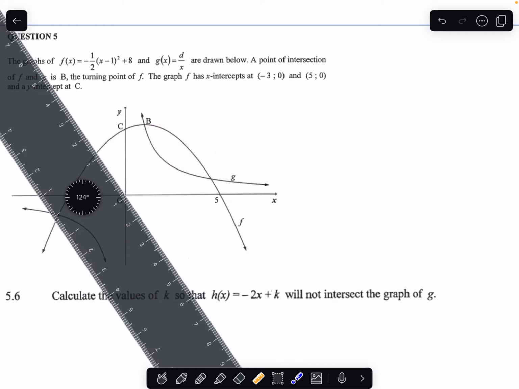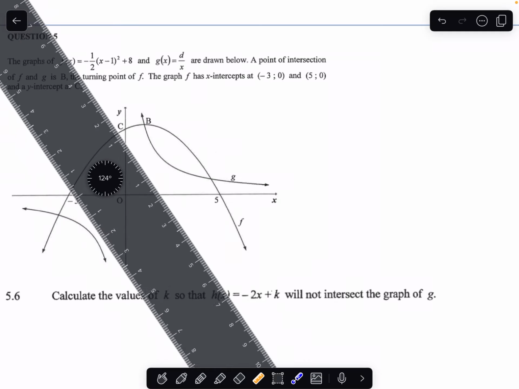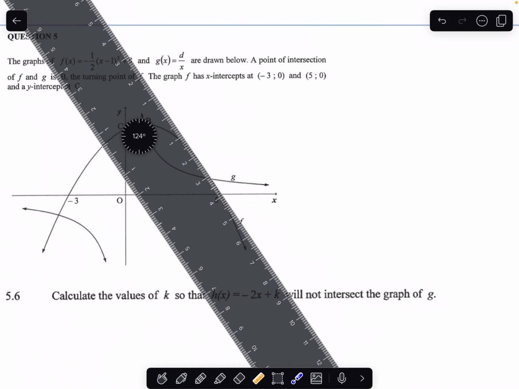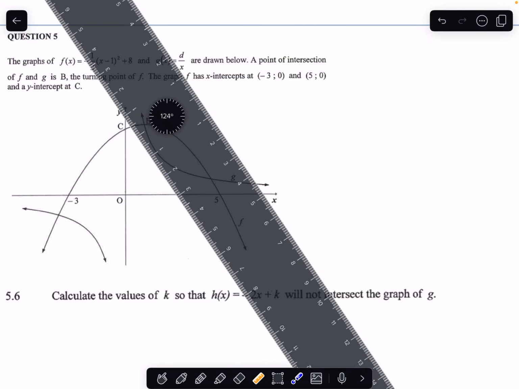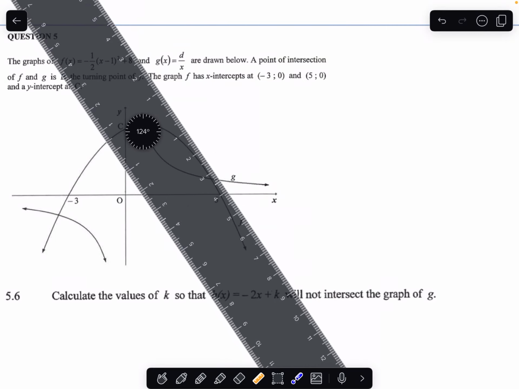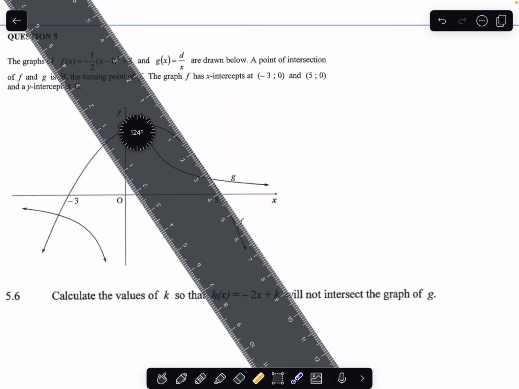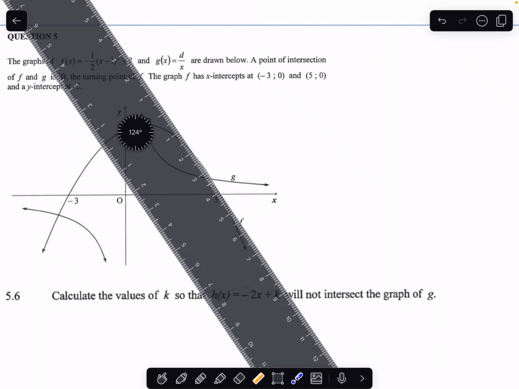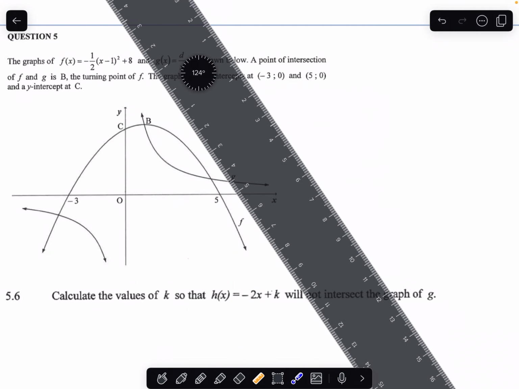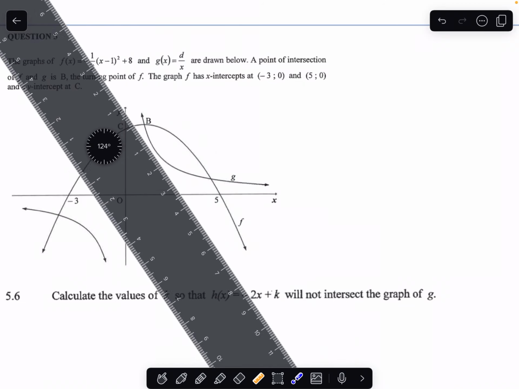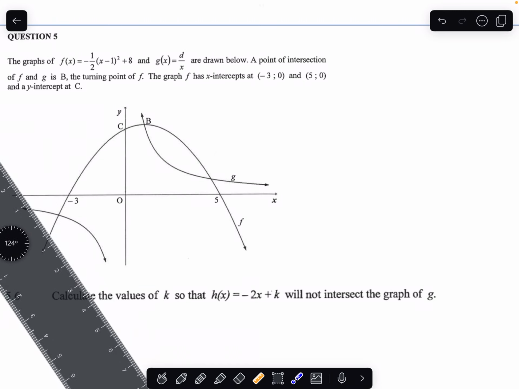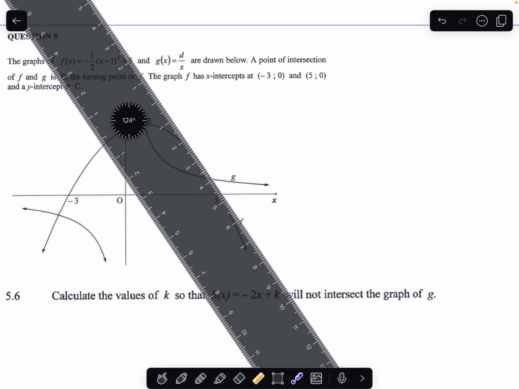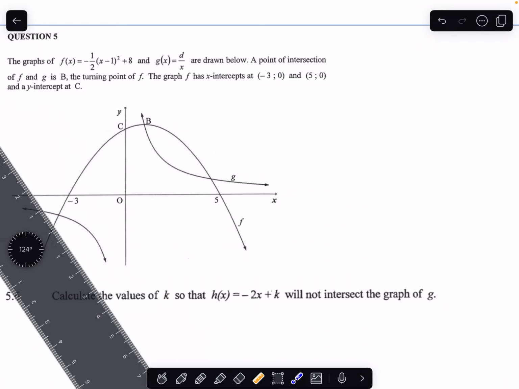We are looking for the values of k, so if I move this up or down, how much do I need to move it so that eventually it just doesn't intersect with the parabola at all? It feels like there's a certain point where it is a tangent to the parabola, and then from there onwards it just doesn't intersect with it anymore. And I think if we move it downwards, it's just always going to intersect with the parabola going this way. Like, the ruler disappeared.